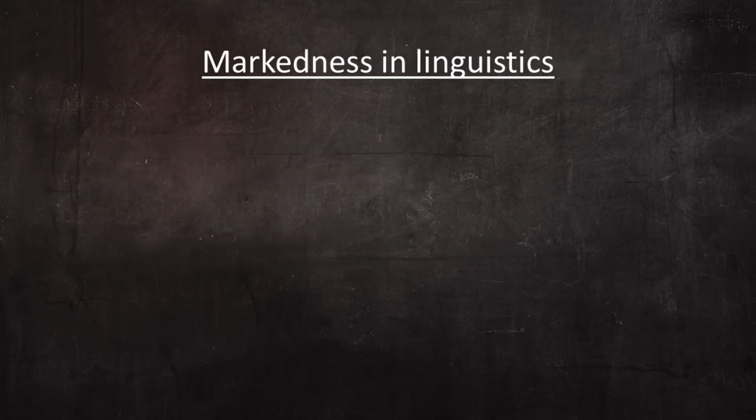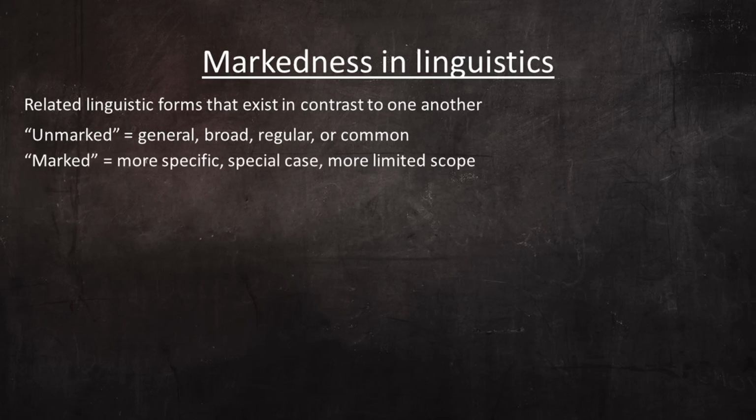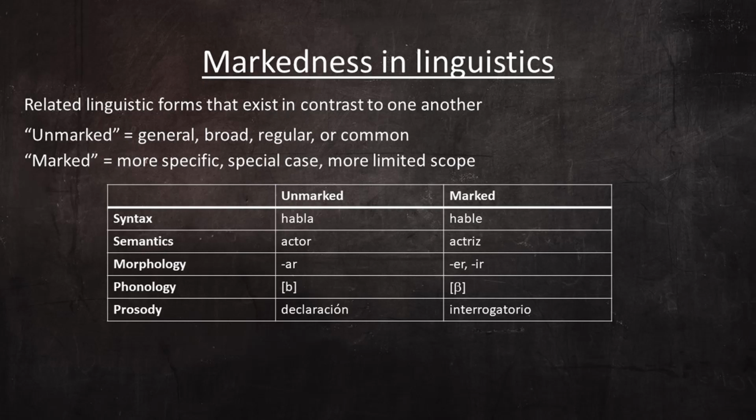In linguistics, there's a concept called markedness, which applies to related linguistic forms that exist in contrast to one another. An unmarked form is one that's more general, broad, regular, or common, while a marked form is more specific or a special case with more limited scope. The concept of markedness has applications in every branch of linguistics: syntax, semantics, morphology, phonetics and phonology, prosody, and probably anything else you could think of.